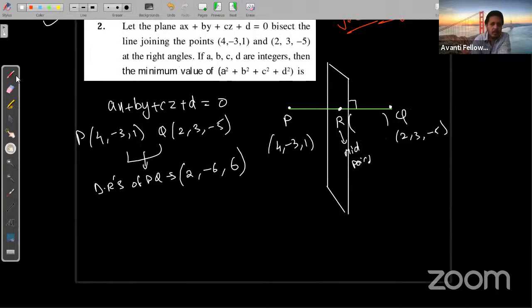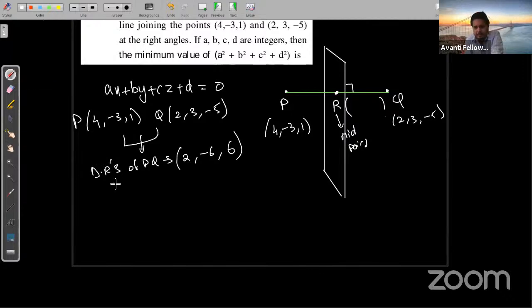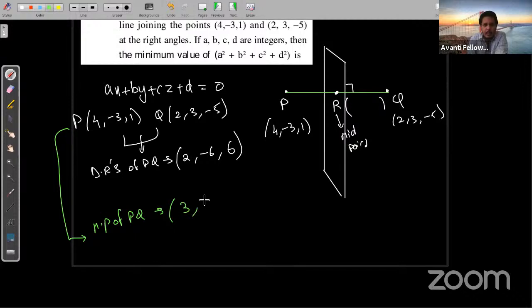That's fine, line PQ. And what is the midpoint, guys? What is the midpoint of PQ? Midpoint of PQ is nothing but 4 plus 2 by 2 is 3, and the next one is minus 3 plus 3 is 0, and the next one is minus 5 plus 1 is minus 4 by 2 is minus 2. Okay, so this is my midpoint.